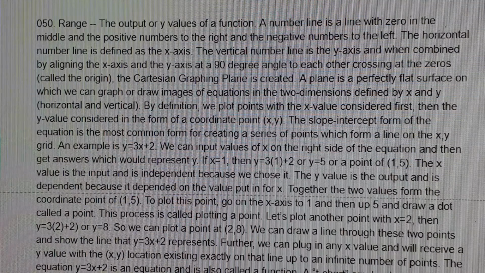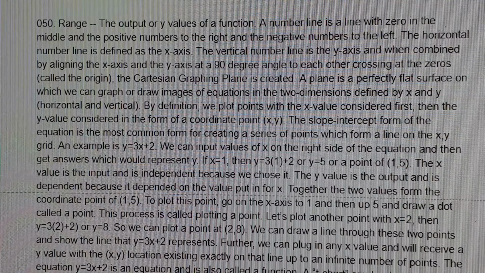The horizontal number line is defined as the x-axis. The vertical number line is the y-axis, and when combined, by aligning the x-axis and the y-axis at a 90-degree angle to each other, crossing at the zeros (called the origin), the Cartesian graphing plane is created.